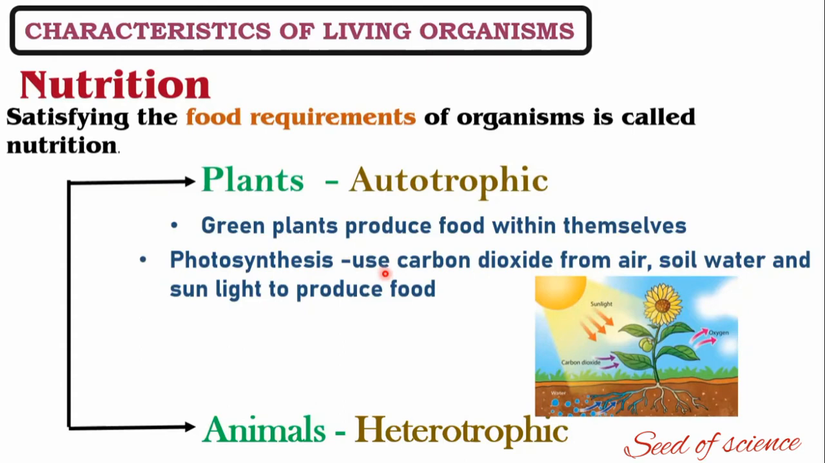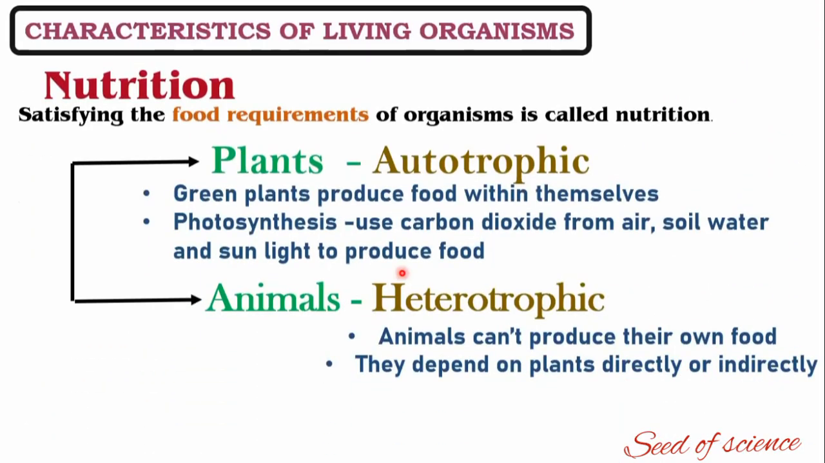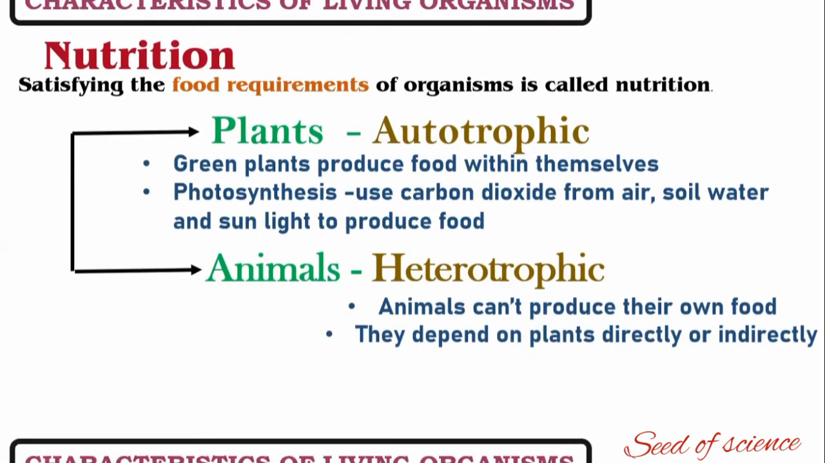Then, next is the animal. Let's understand what is heterotrophic. Unlike plants, animals cannot produce their own food, right? Can we produce our food? No. So we depend on plants directly or indirectly. What does it mean? Let's see an example.